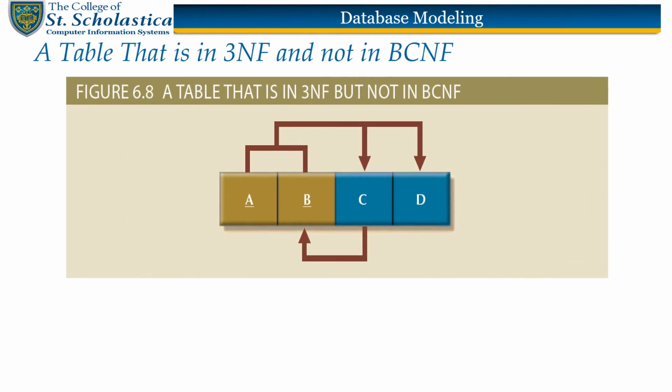The table structure shown in Figure 6.8 has no partial dependencies, nor does it contain transitive dependencies. The condition C depends on B indicates that one key attribute determines part of the primary key, and that dependency is not transitive or partial because the dependent is a prime attribute. Thus, the table structure meets the 3NF requirements, although the condition C determines B causes the table to fail to meet the BCNF requirements.